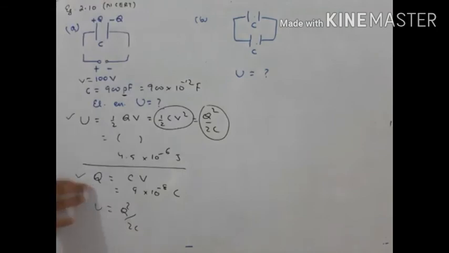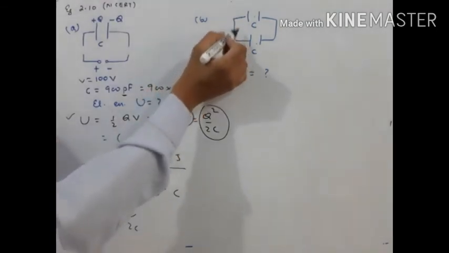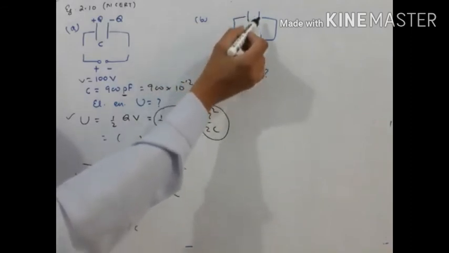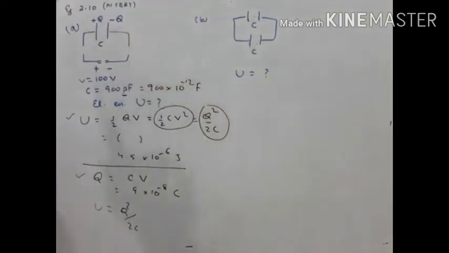If we have done it by this method, you have calculated Q. Now when you connect it to an identical capacitor, these two plates will come to the same potential. These two plates will also come to the same potential.